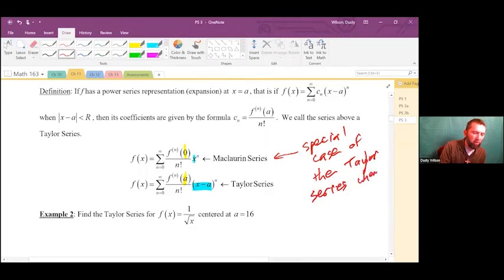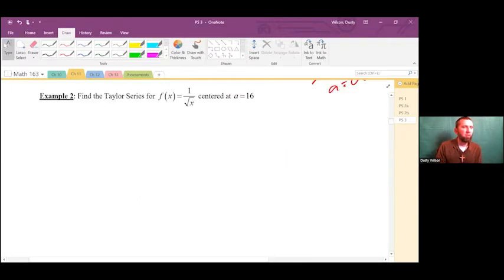When a equals 0. Example 2. Find the Taylor series for f of x equal to 1 over the square root of x, centered at a equals 16. So this is going to begin very similar to our derivation of the Maclaurin series.